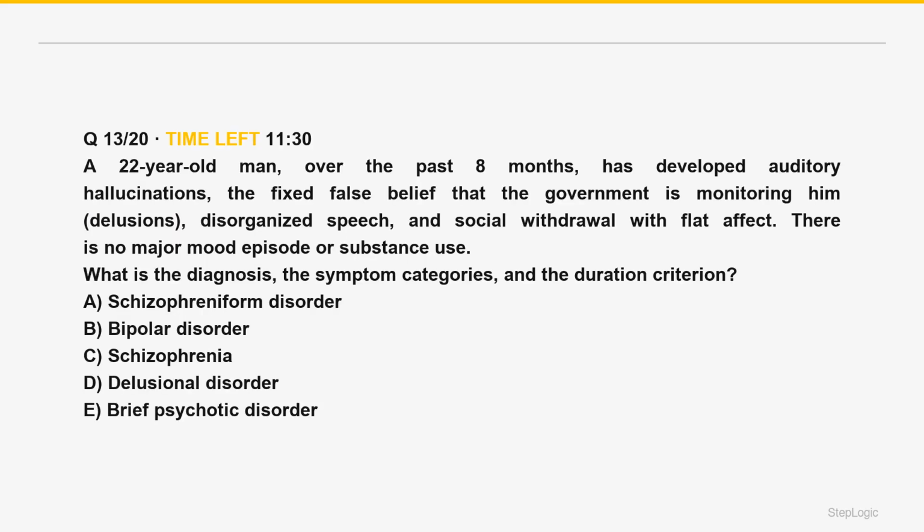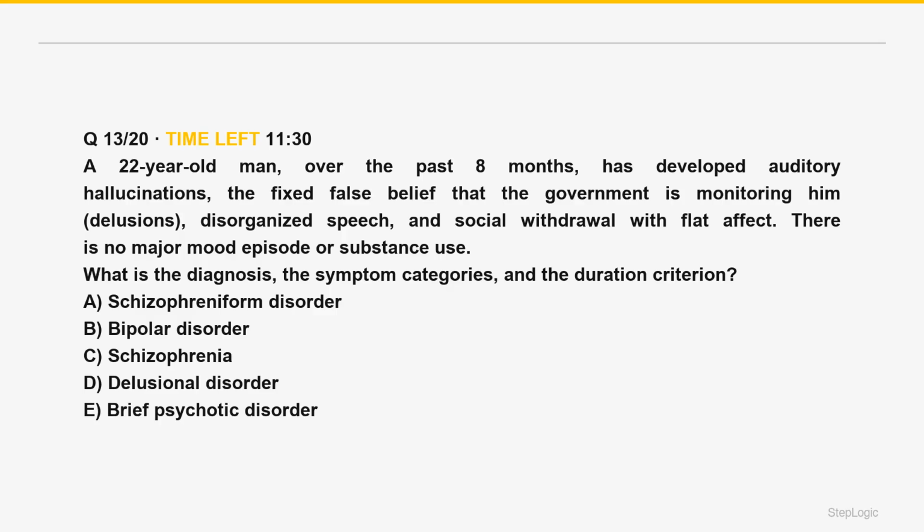What is the diagnosis, the symptom categories, and the duration criterion? A 22-year-old man over the past 8 months has developed auditory hallucinations, the fixed false belief that the government is monitoring him, delusions, disorganized speech, and social withdrawal with flat affect. There is no major mood episode or substance use.